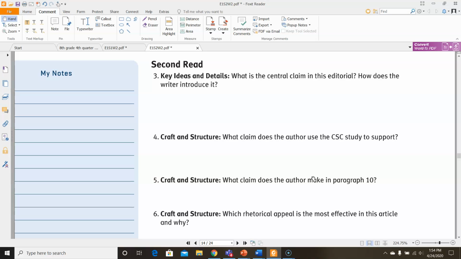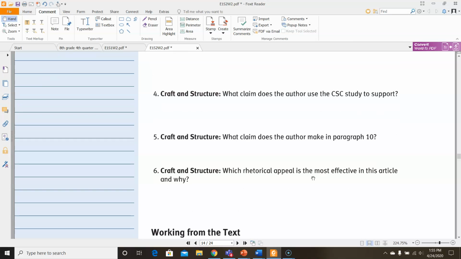Number 4 says, what claim does the author use the CSC study to support? So you're going to find where it talks about the CSC study, and then explain what that study is supposed to support. Number 5 says, what claim does the author make in paragraph 10? So you're going to go back, look at paragraph 10, and figure out what claim the author is making. Like, what is it that they're trying to make a point about?